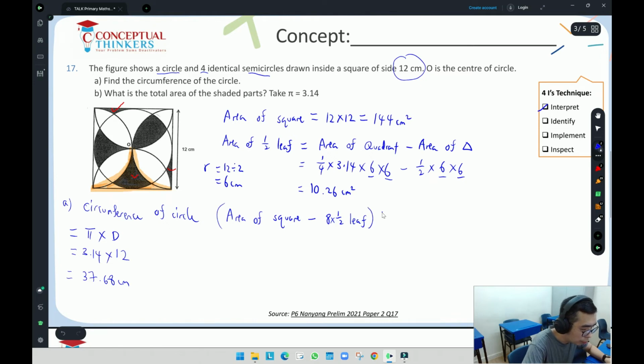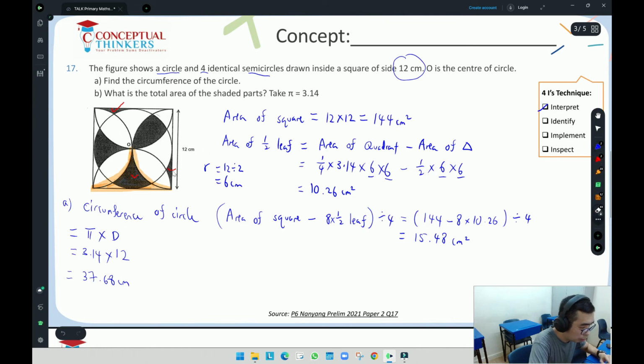Then the whole thing we have to divide by 4. Now the reason we divide by 4 is because if we take the area of the square, then we minus away this part, this part, this part, this part, we're left with 4 sets of this area. That's why we need to divide by 4. So the calculation will be 144 minus away 8 times 10.26. So 10.26 is the half leaf. Then we divide by 4. So after we do that, we will get 15.48 cm square. Okay.